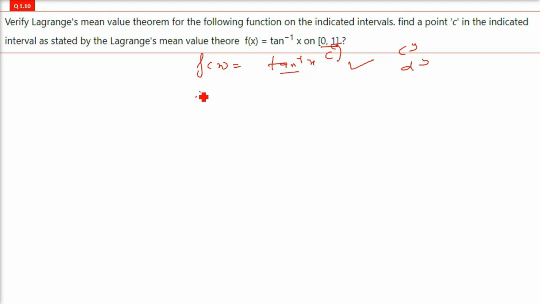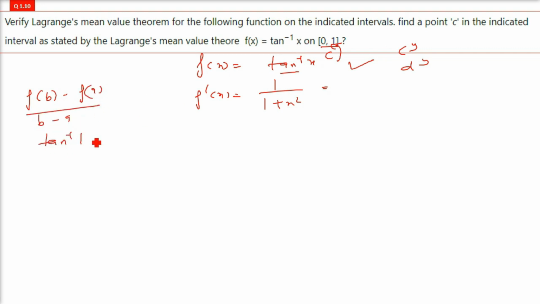So tan inverse x, when you take the differentiation, is 1 by 1 plus x square. So f(b) minus f(a) divided by b minus a. What is f(b)? It's tan inverse 1. What is f(a)? It's tan inverse 0. And then b minus a, that is 1 minus 0. Tan inverse 1 is what? Pi by 4. You already know that it is 45 degrees, so pi by 4. Tan inverse 0 is 0 only, and then we have 1 minus 0, so you have pi by 4 here. You have to equate it with pi by 4.